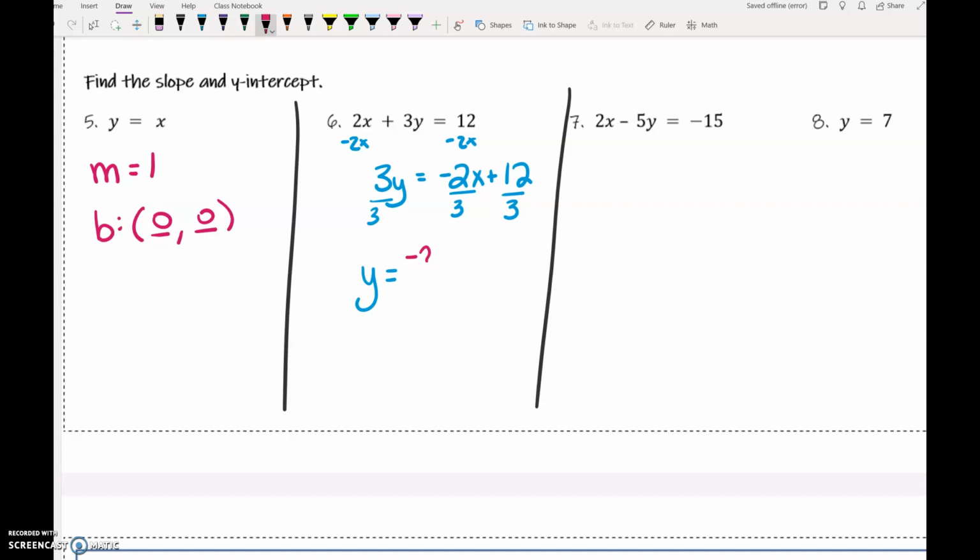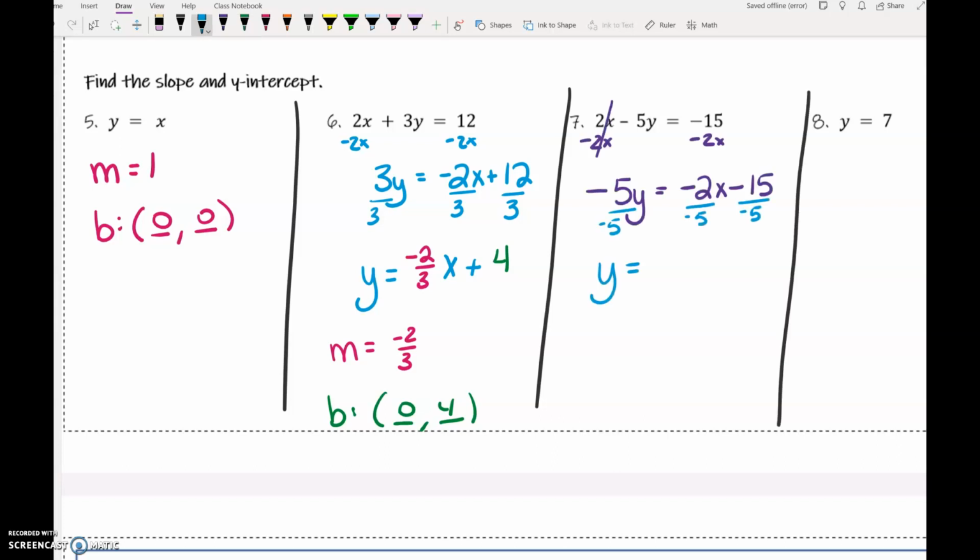I've got -2 over 3 in front of my x. And 12 divided by 3 is 4. All right. What is my slope? -2 over 3. And our y-intercept will have the coordinates 0, 4. I would like you to try number 7 on your own.